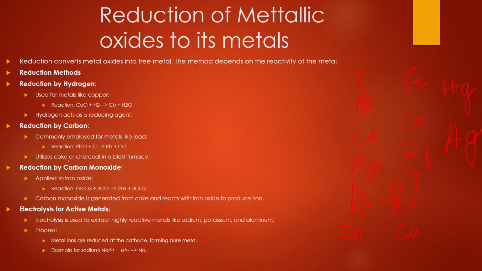It utilizes coke or charcoal in the blast furnace. Okay, this uses mainly coke, not charcoal, but charcoal sometimes when coke is not there. Reduction by carbon monoxide is applied to iron oxide.